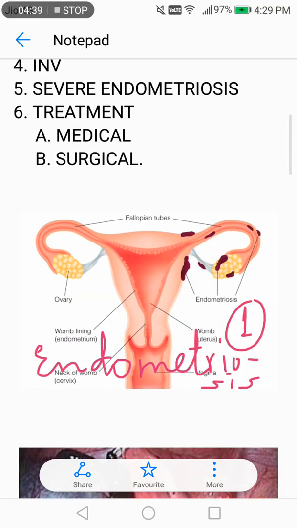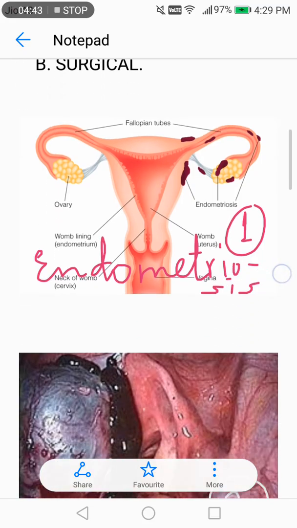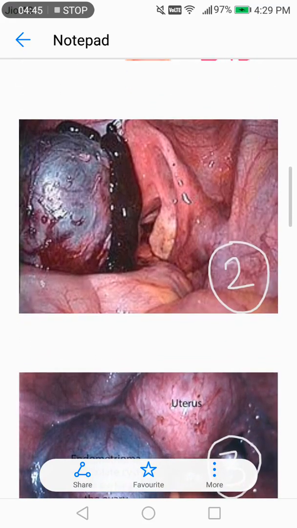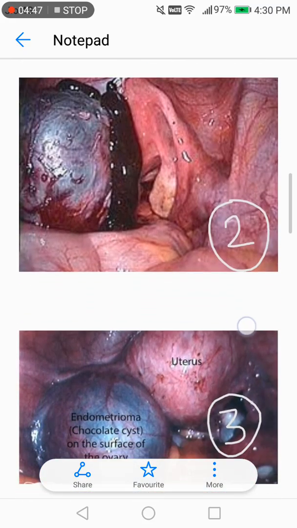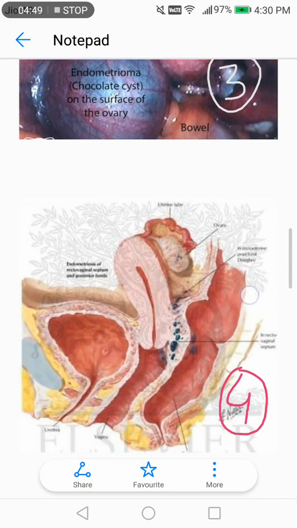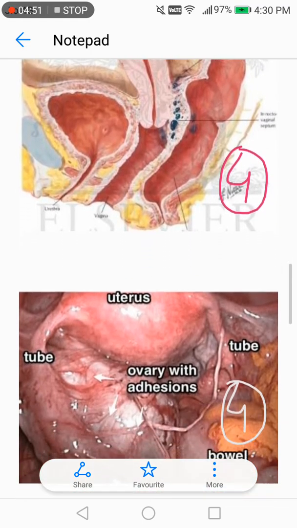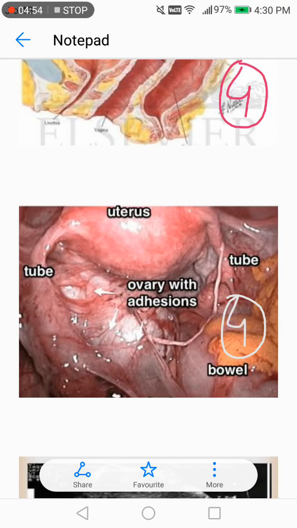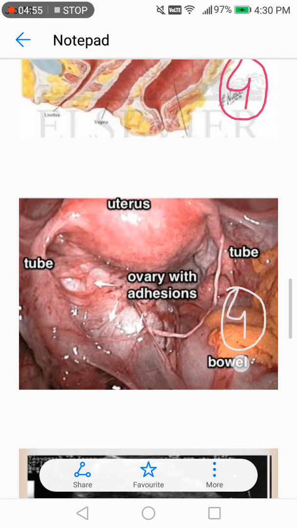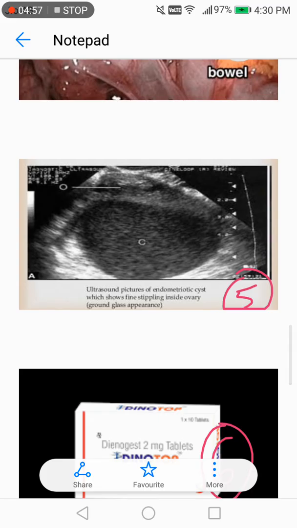This is endometriosis. You can see it apart from the uterus, in the tubes, in the ovary. This image shows how it will appear laparoscopically, bluish in color. This is present in the pouch of Douglas. This is showing a severe endometriosis. A lot of adhesions are seen. This is USG, ground glass appearance.